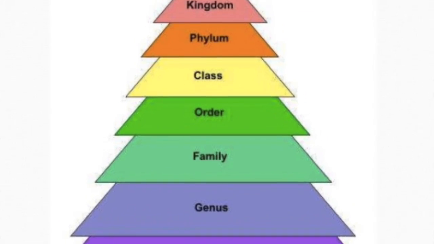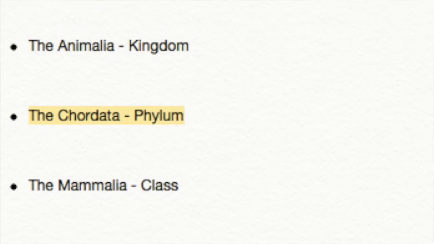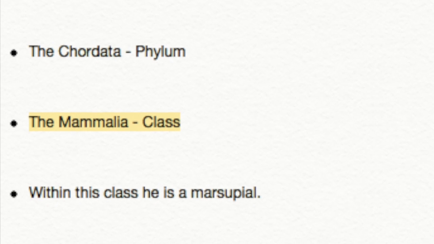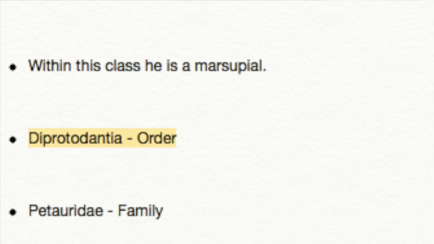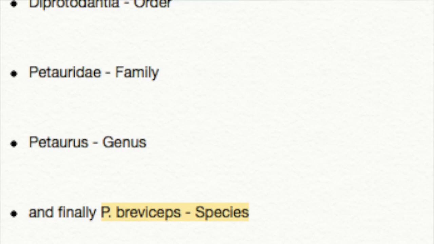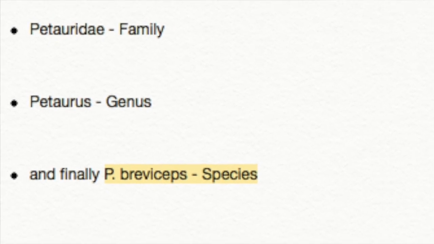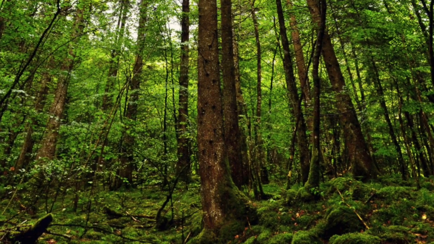In regards to scientific classification, the sugar glider belongs in the Animalia kingdom, the Chordata phylum, the Mammalia class, and within this class it is a marsupial, the Diprotodontia order, the Petauridae family, Petaurus genus, and finally, it is a P. breviceps species.